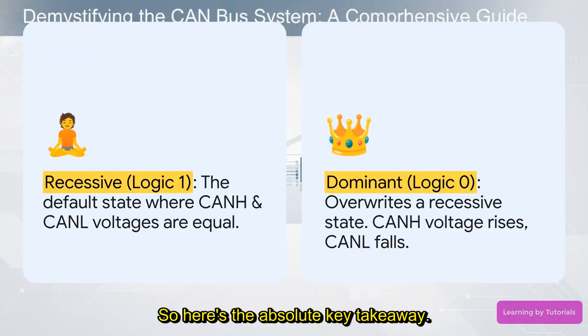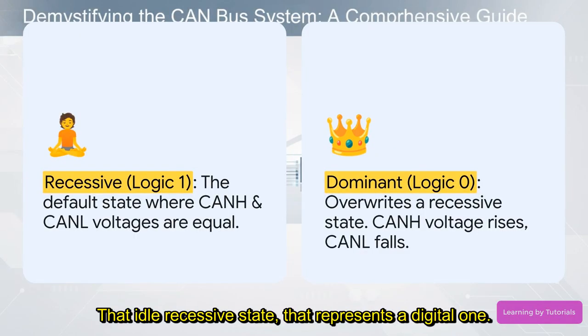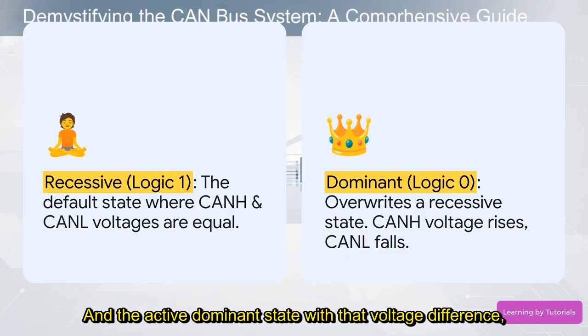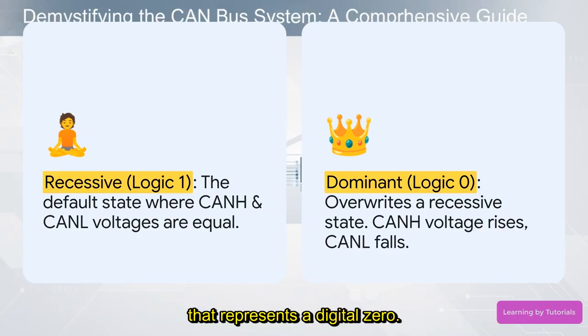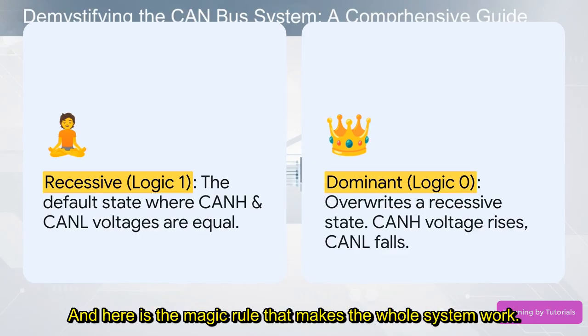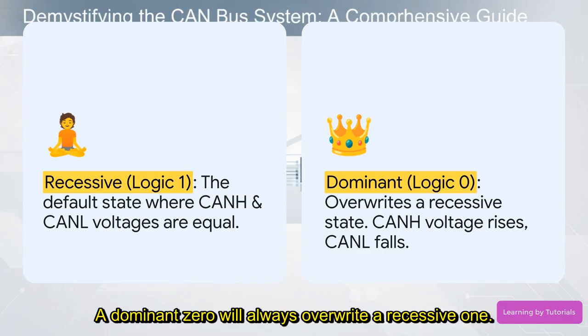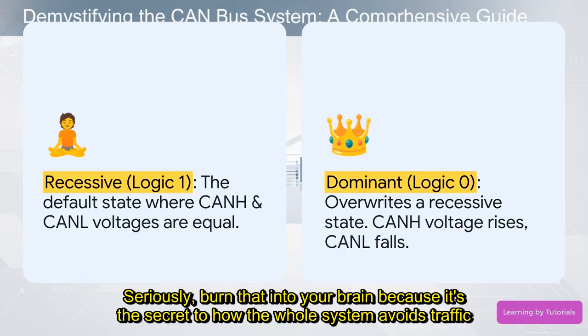So here's the absolute key takeaway. That idle recessive state, that represents a digital 1. And the active dominant state with that voltage difference, that represents a digital 0. And here is the magic rule that makes the whole system work. A dominant 0 will always overwrite a recessive 1. Seriously, burn that into your brain, because it's the secret to how the whole system avoids traffic jams.